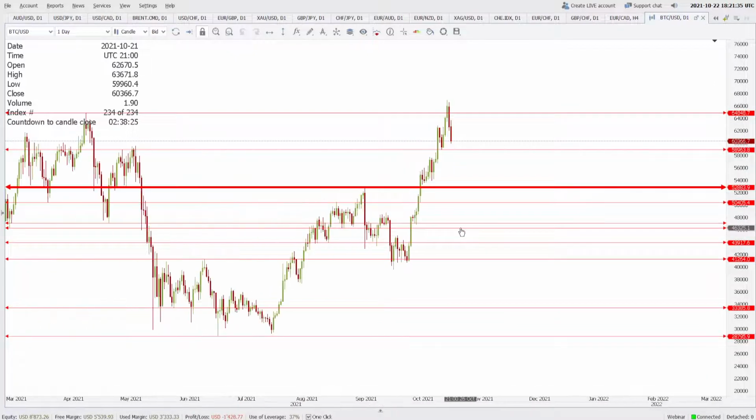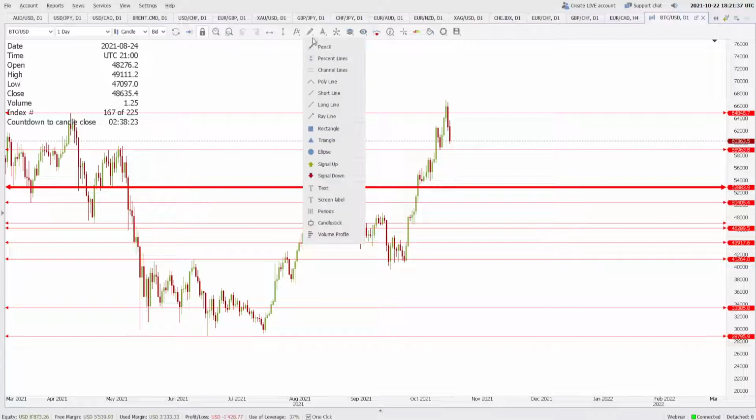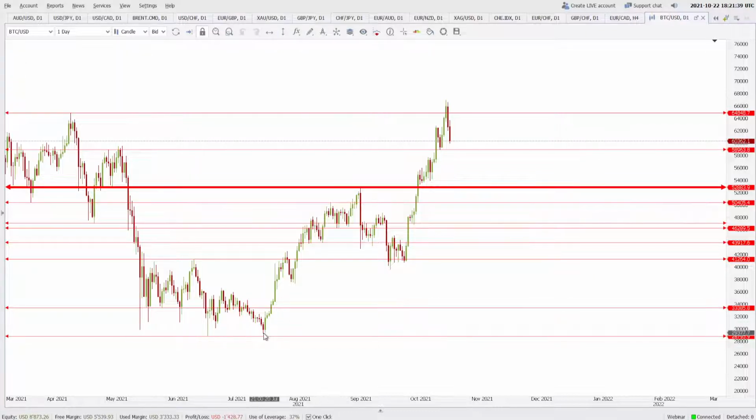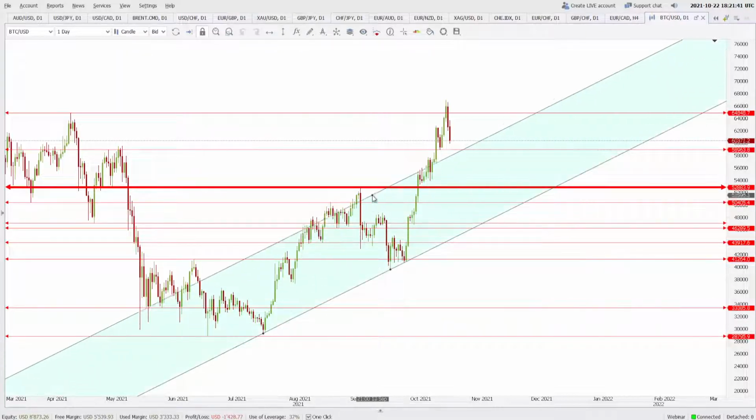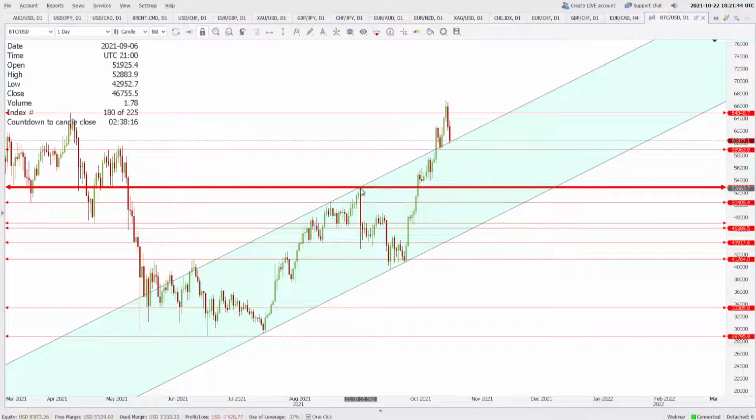What one can do is draw a channel joining these lows here. Actually, I see after the break something of this sort has happened. So yes, 58,963 or 52,883 may be acting as a support. But if the support starts from here, then the rise will be exponential, which I don't think is a good idea, because something should rise after the pullbacks only.